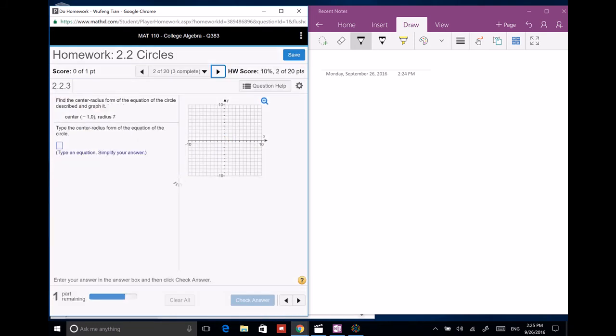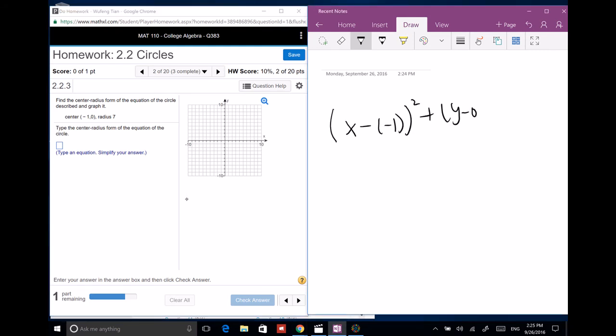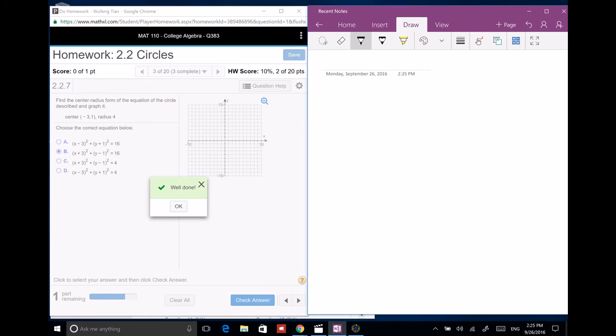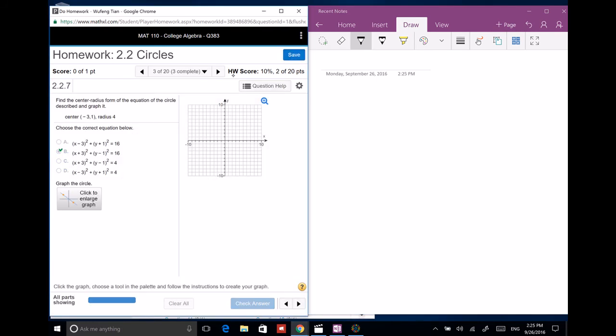Next question. So the center is -1, so it's x minus -1 squared plus y minus 0 squared equals 7 squared. So you get (x plus 1) squared plus y squared equals 49. Okay. Then x minus minus becomes plus. So this one, it's pretty simple, right? And draw the picture. It's pretty simple.